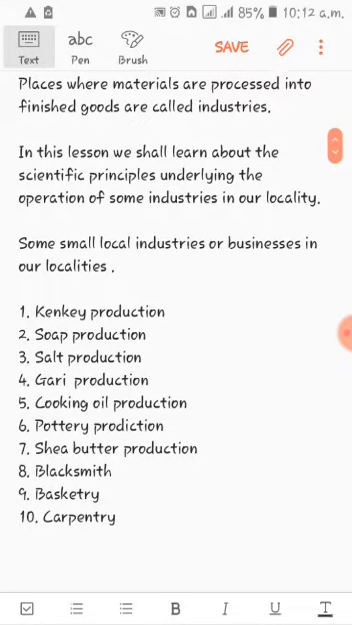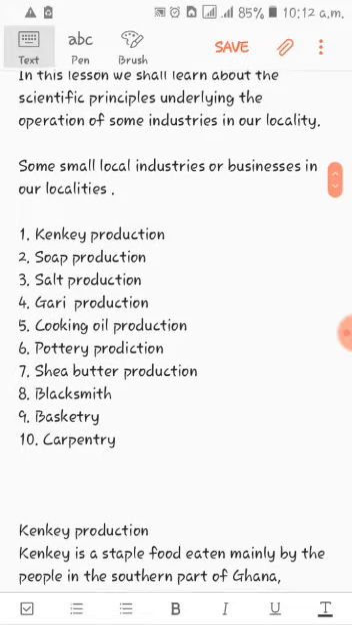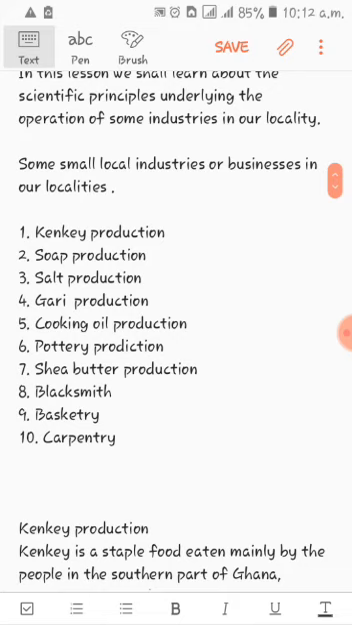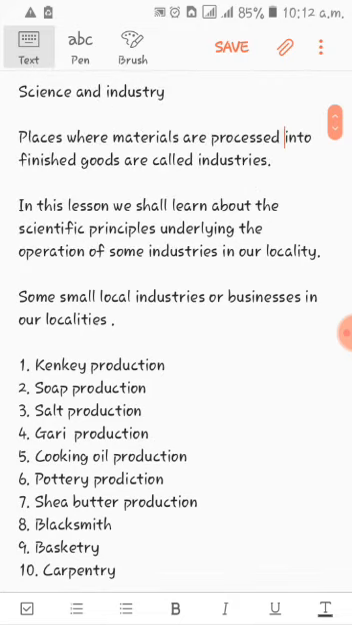So these are all local small businesses or small companies that manufacture or process raw materials into finished goods.